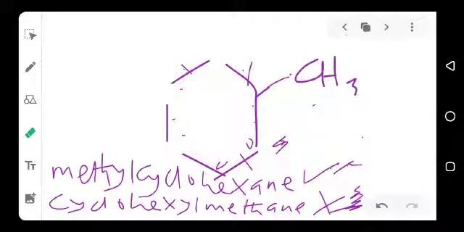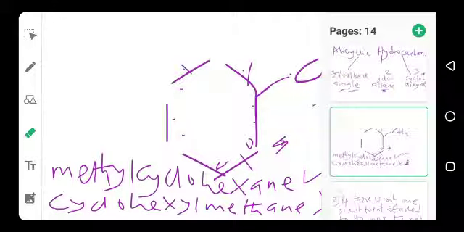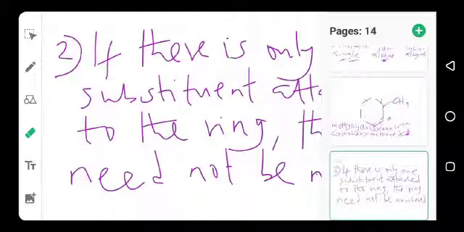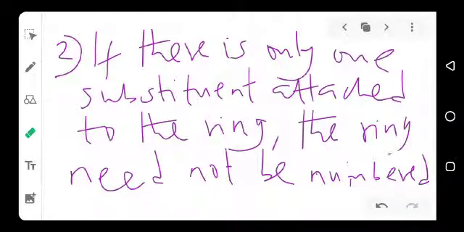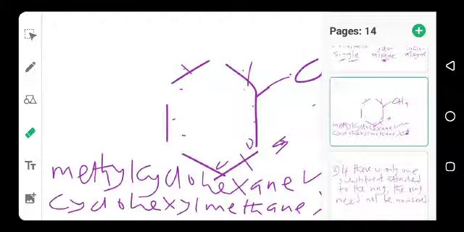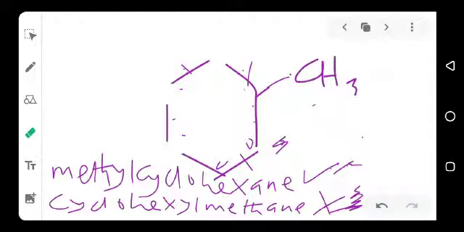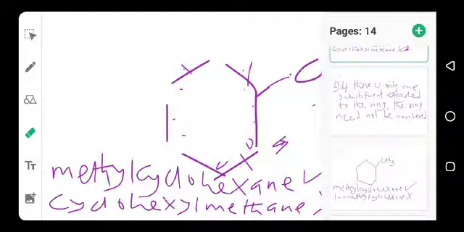So another thing, that is number one thing in naming a cycloalkane. Then number two thing, if there is only one substituent attached to the ring, it need not be numbered. Just like this example again. Okay, or let me go to this.